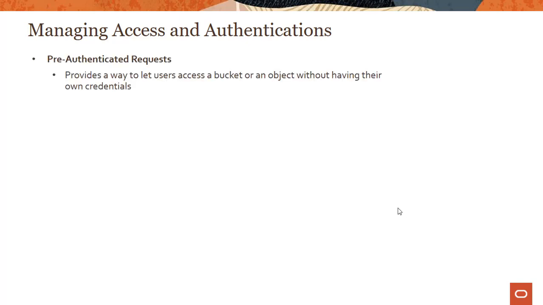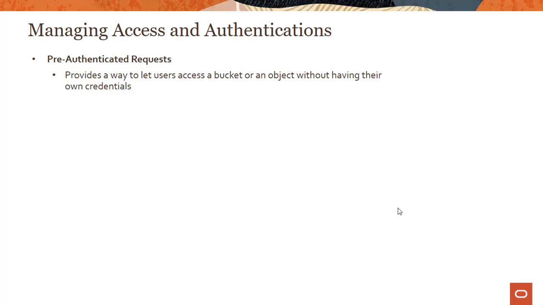In the previous demo, we uploaded an object to a standard bucket and we were able to retrieve the object by changing the access level from private to public. So let's look at some of the other things we can do with objects in the OCI object storage service.